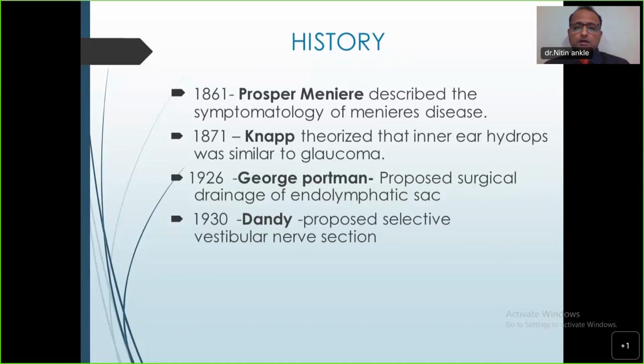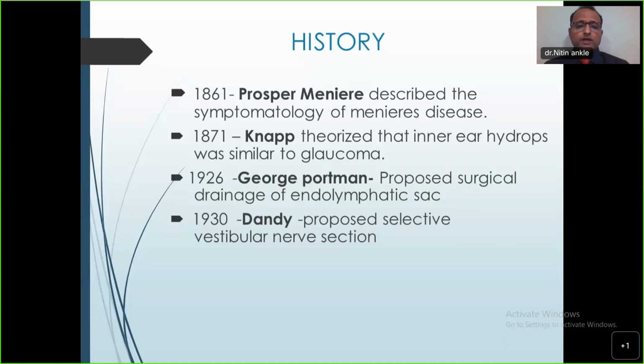A much better understanding was given by Knapp, who gave an apt description of it. It is something similar to glaucoma. This was in 1871: the inner ear hydrops, which is similar to glaucoma, that is, increased pressure within the inner ear cavity. We'll go into details of that particular part later on.